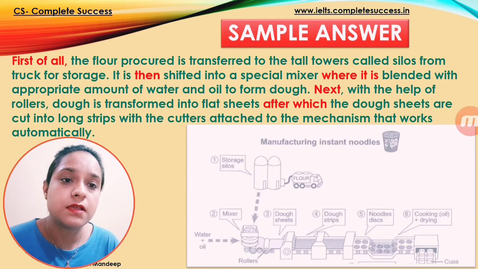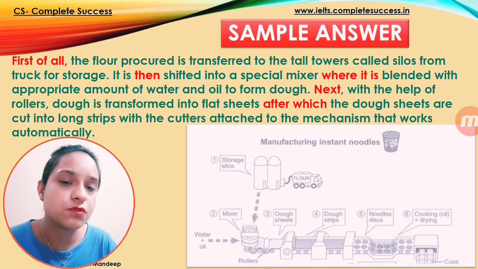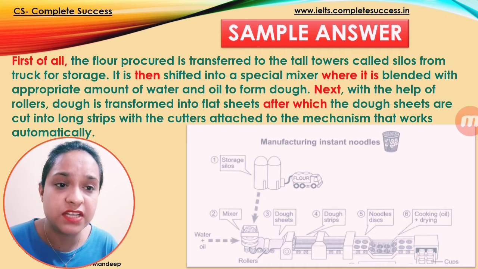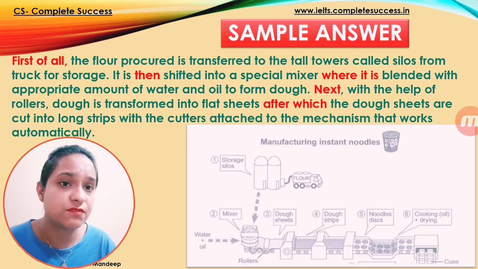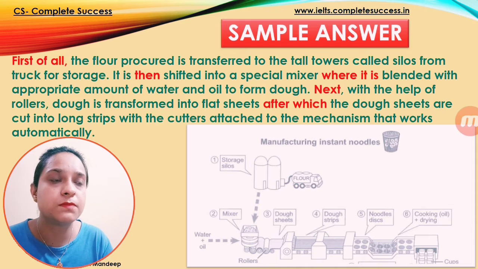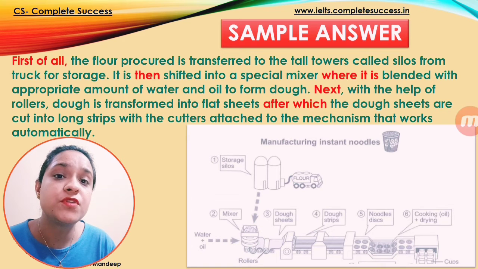So then here, first of all, in the overall we have written that the flour is stored in the silos. So here we will not write the same sentence, we need to change it. Here we can pay attention to the truck and use that word in our paraphrasing. And as for silos, we have used the word silos in the overall, so here we can describe them differently. You can see that they are much larger compared to the truck, so we can say that they are like tall towers. So first of all, the flour is procured, because it is purchased and transported by truck, so we can use the word procured. The flour procured is transferred to the tall towers called silos from the truck for storage.